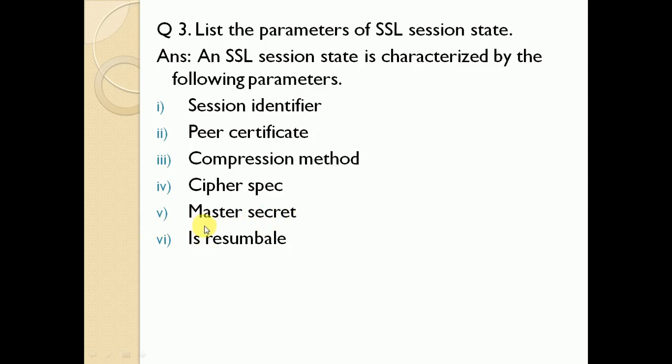Okay. Then next is master secret. So what is this master secret? It contains the 48-byte secret shared between the client and server. What are they sharing here? A 48-byte secret is shared between the client and the server. The next parameter is is resumable. Here they use a flag which indicates whether the session can be used to initiate a new connection or not. So these are the parameters used in an SSL session state.